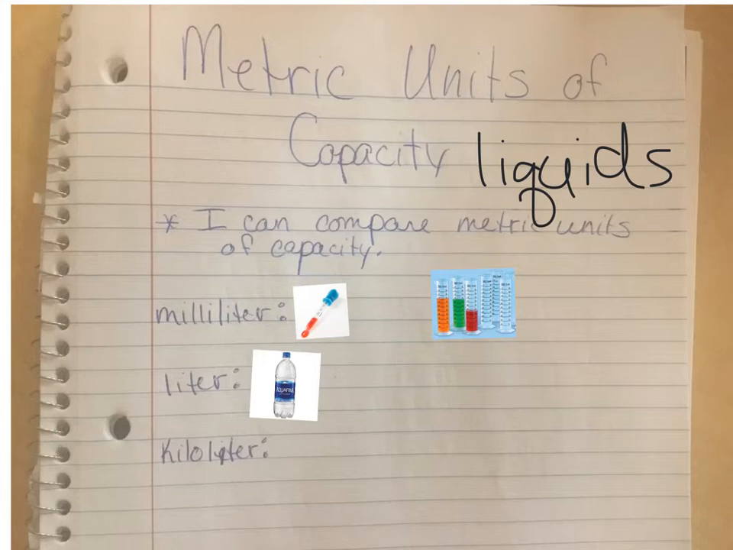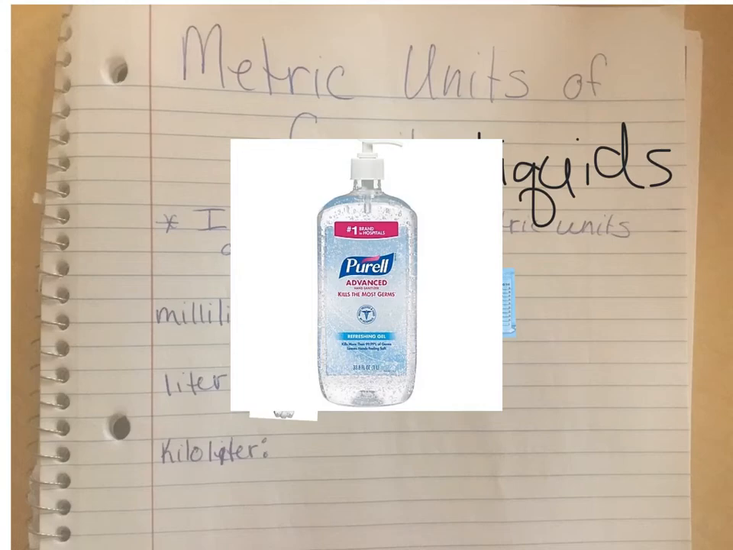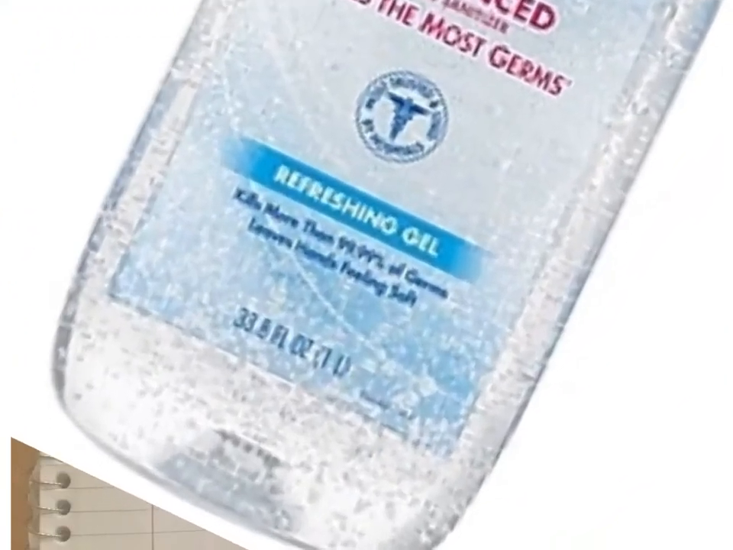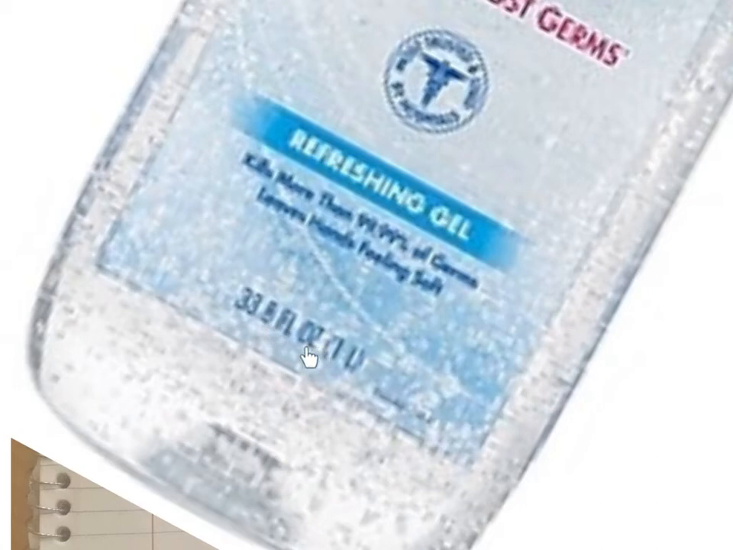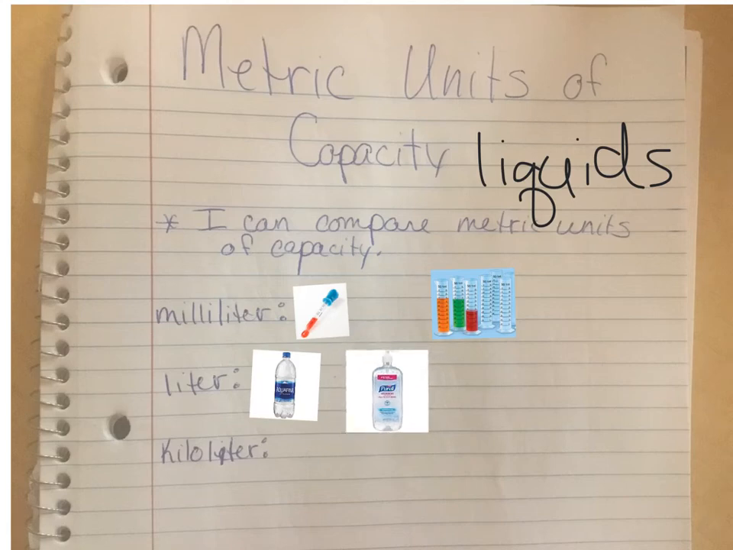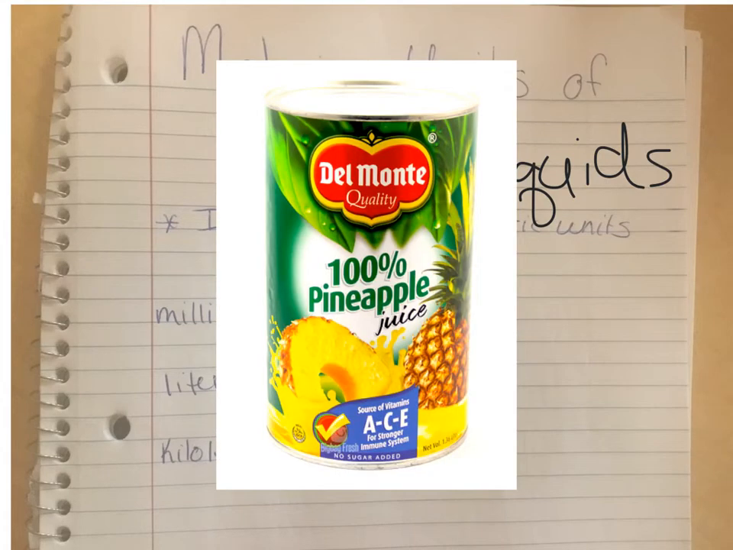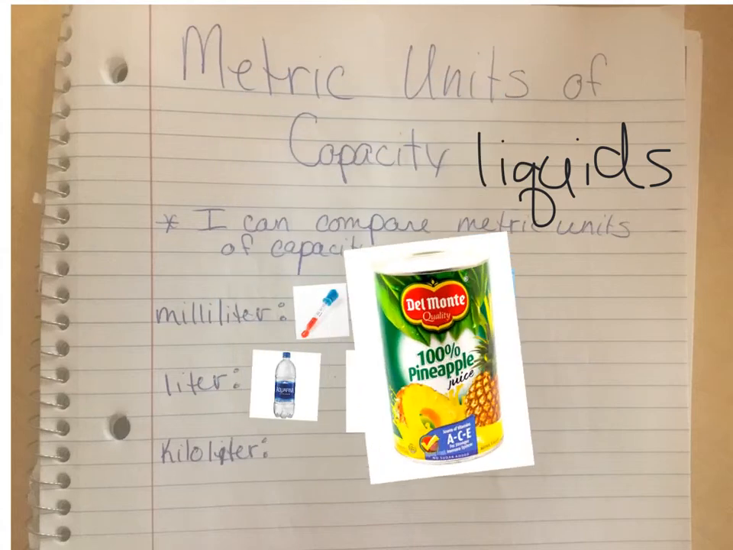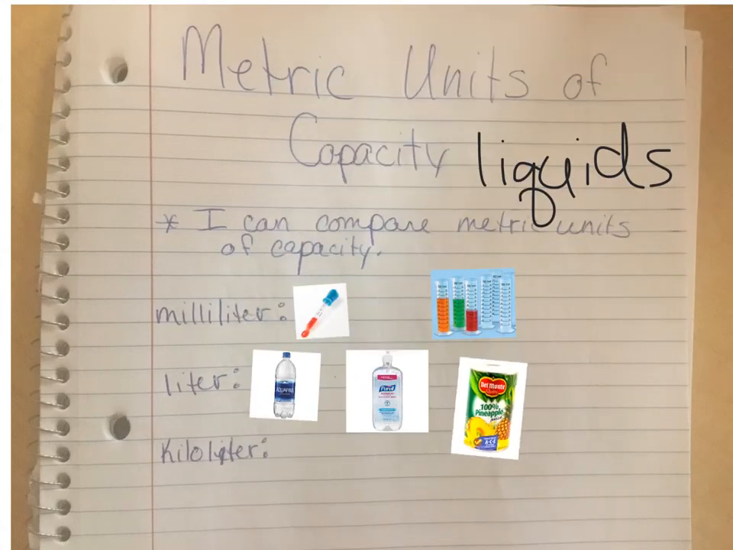Here's another picture of a liter. If you have a really big container of hand sanitizer, notice at the bottom it says 33.5 fluid ounces. We learned about fluid ounces yesterday. Or 1 L, which means 1 liter. And I have one more picture for a liter. There we go. A can of juice. This would be a really big can that would be able to be shared between a couple of different people.